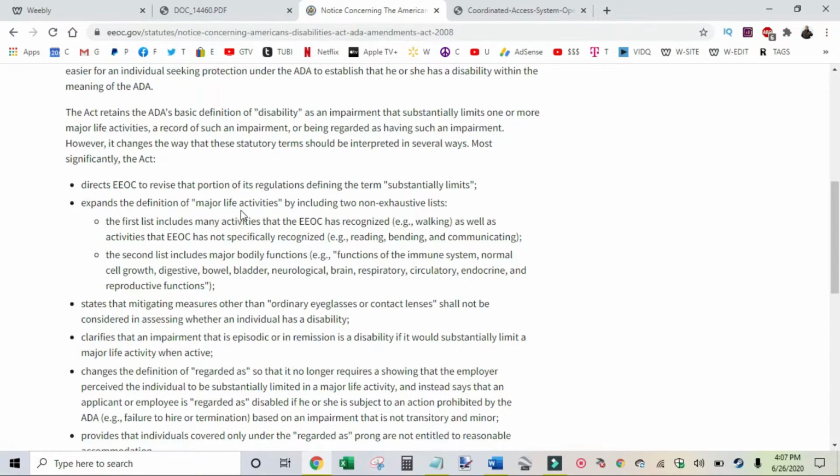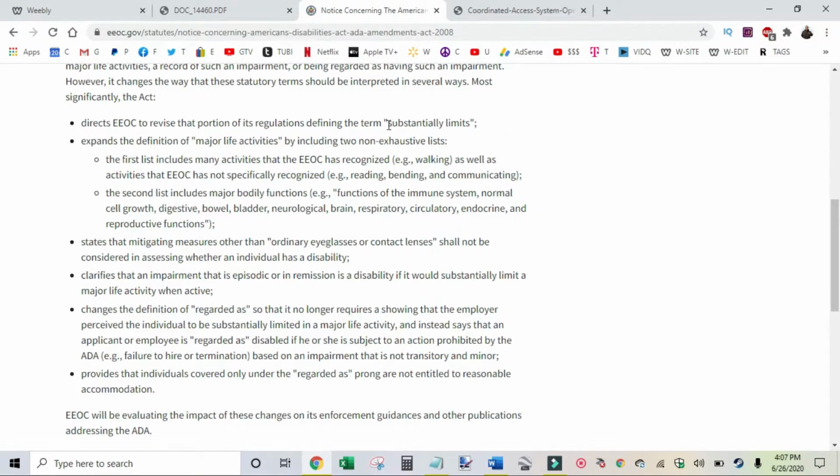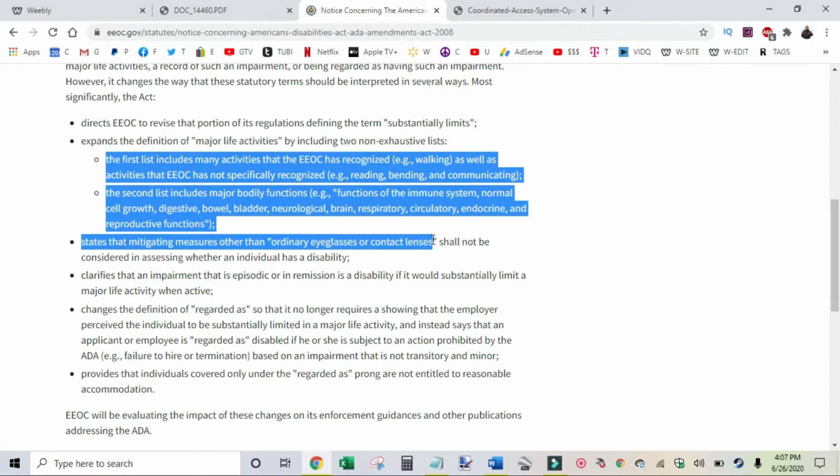Okay, and then it goes on to say, however, it changes the way that this statutory term should be interpreted in several ways. Most significantly, the Act, and then it goes into what it talks about. Substantially limits, quote unquote, expands the definition of major life activities, and then here's the bone crushers right here. The first list indicates activities that the EEOC has recognized, e.g. walking, as well as activities that the EEOC has not specifically recognized, e.g. reading, bending, and communicating, meaning talking. The second list includes major bodily functions.